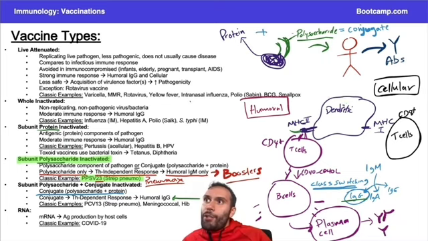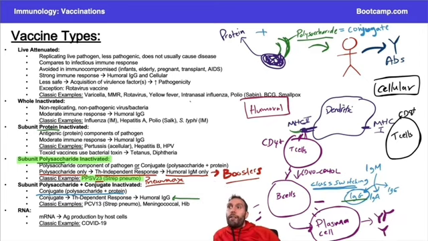This thing, which is part of a bacterial wall attached to a protein, dendritic cells will phagocytose it, but the dendritic cells will not be infected by it per se. And so the classic example of the vaccine here is going to be the PCV13 vaccine. And the PCV13 vaccine, this is sometimes known as the Prevnar vaccine.